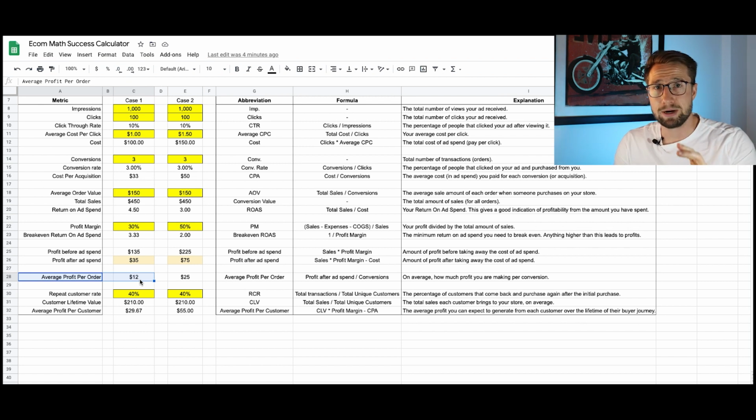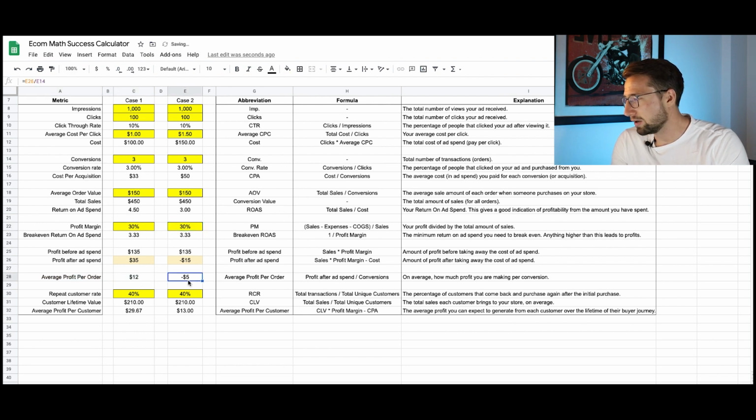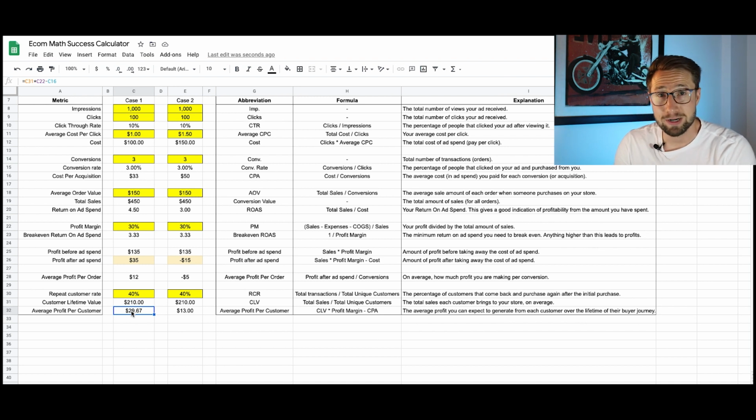So this is something to keep in mind, guys, is that even if your ads might give you a loss at the start, so say if I change this back to 30%, we're making a loss. If 40% of those customers actually come back and purchase again, suddenly we're actually profitable again. So each customer generates $13 in profits. It's still not as good as it could be. This one over here with the same return customer rate has a $30 in average profit per customer, but it's still better than nothing.